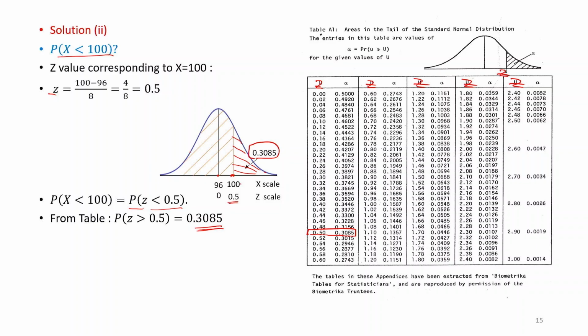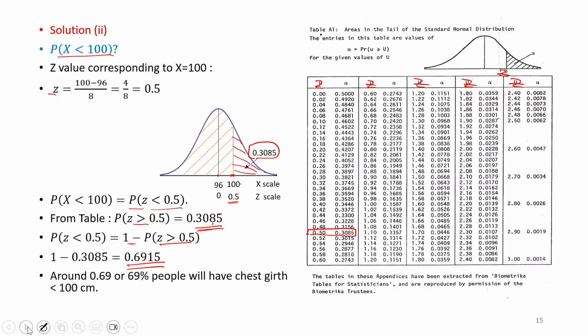So if I want to know the other side of the area, what will I do? Because I have to find out values which is less than 100 or less than 0.5. So greater than 0.5 is this much. So less than 0.5 will be 1 minus P of Z greater than 0.5. And therefore it will be 1 minus this. And hence the result is 0.69. So 0.69 or 69% people will have chest cut less than 100 centimeter.